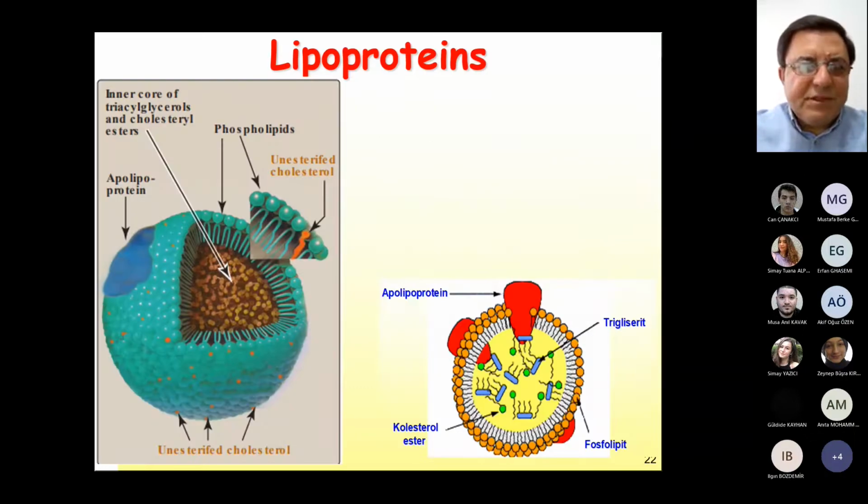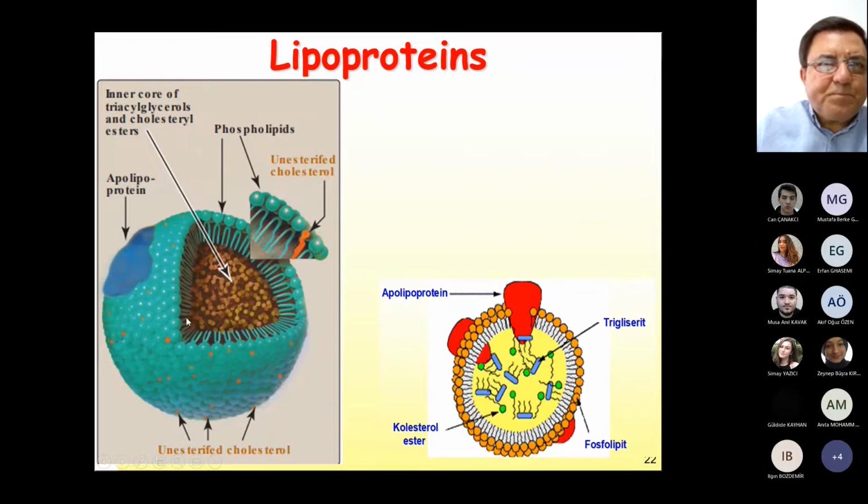Here I would like to say some words about lipoproteins. As you see, a lipoprotein is composed of a neutral lipid core, and this inner core has triacylglycerols, triglycerides, inside, and some cholesterol esters. It is covered by a kind of shell of phospholipids, linked with unesterified cholesterol, and it is called an amphipathic compound. The outer part is covered with unesterified cholesterol, and there is also an apolipoprotein component in the structure of the lipoproteins.